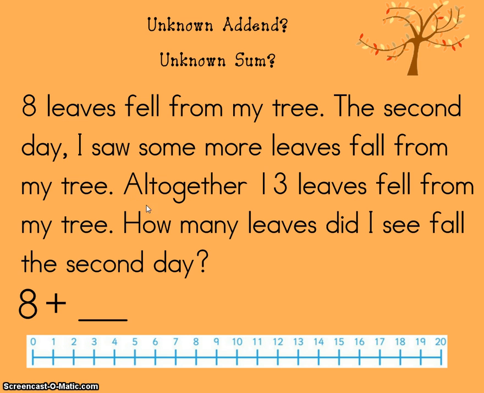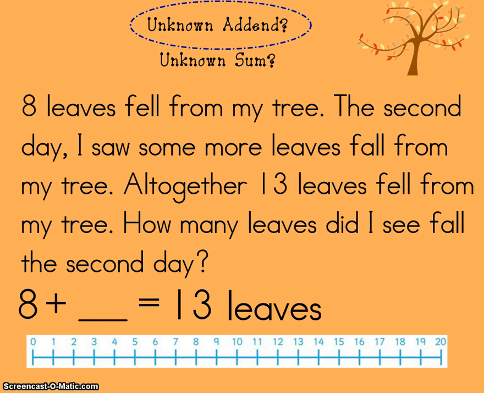When it says altogether, 13 leaves fell, I know that they are telling me the total, which is the sum. So right now I have 8 leaves plus, I don't know how many more fell, equals 13 leaves. So are they asking me to find the sum, or are they asking me to find the unknown addend? You got it. They're asking us to figure out the unknown addend.